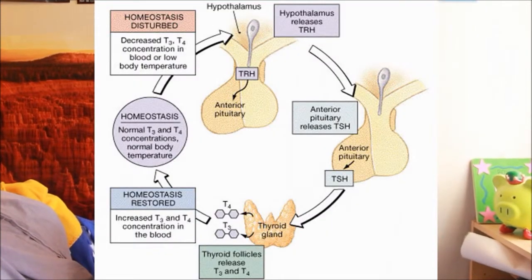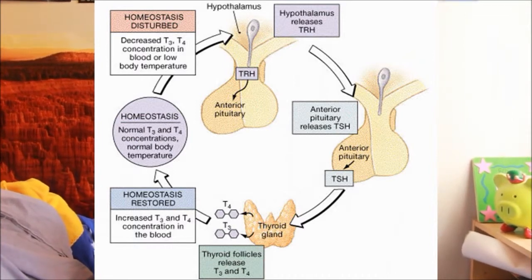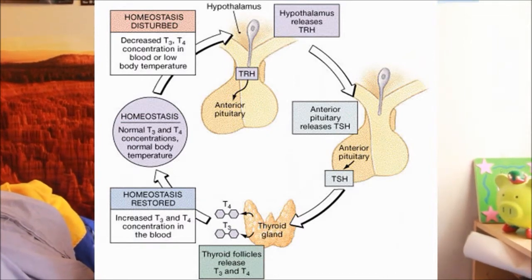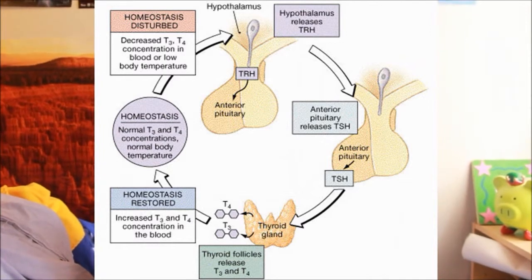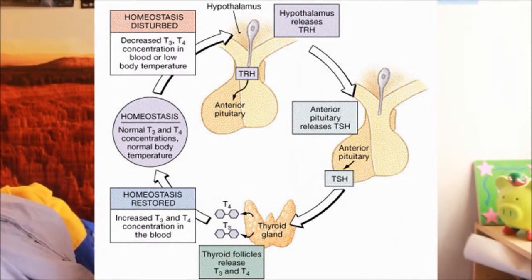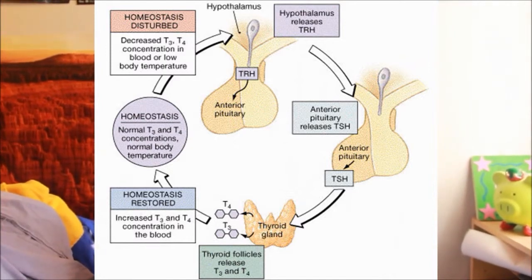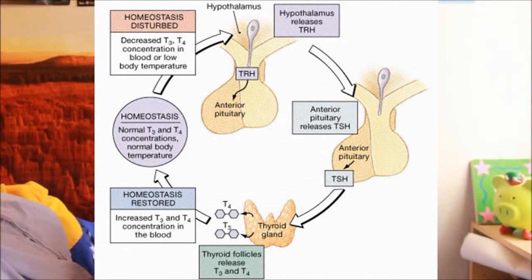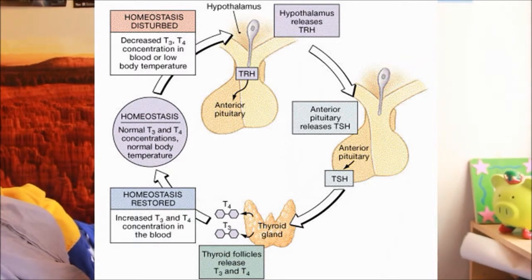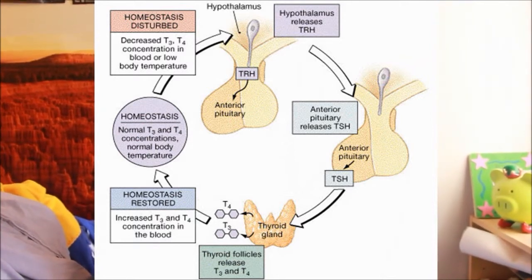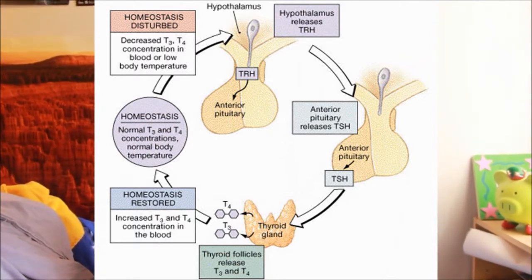A good example is how the body maintains proper levels of thyroxine. When the level of thyroxine in the blood is too low, the hypothalamus stimulates the anterior pituitary to release a hormone, thyroid-stimulating hormone, which stimulates the thyroid to release more thyroxine. When the levels of thyroxine in the bloodstream are adequate again, the hypothalamus stops stimulating the pituitary.